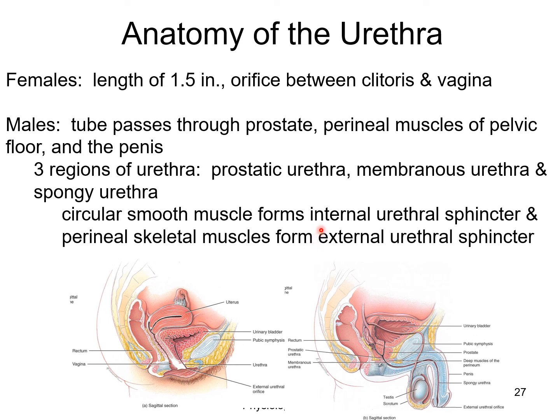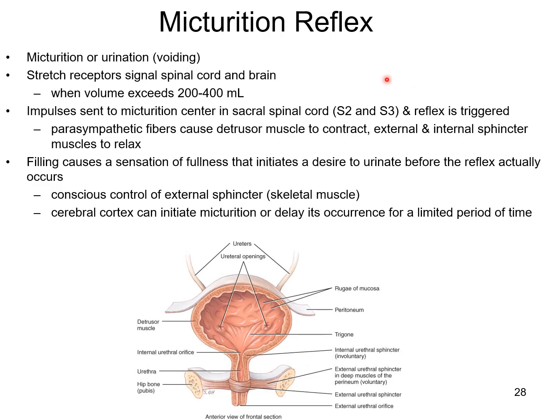In this last slide, we'll be looking at the roles of the internal and external urethral sphincters in controlling urination. The micturition reflex has a lot of similarities to the defecation reflex. So here is a storage organ, just like the rectum was in the digestive system. The bladder has stretch receptors, and when those stretch receptors, mostly in the trigone, are activated by the filling of the bladder, a reflex arc will be activated.